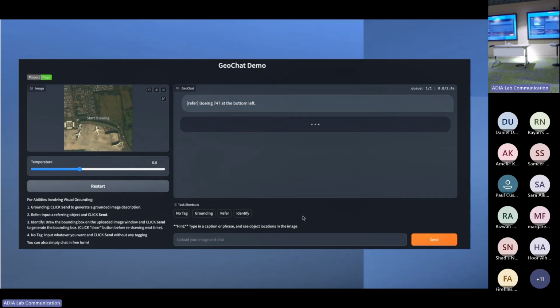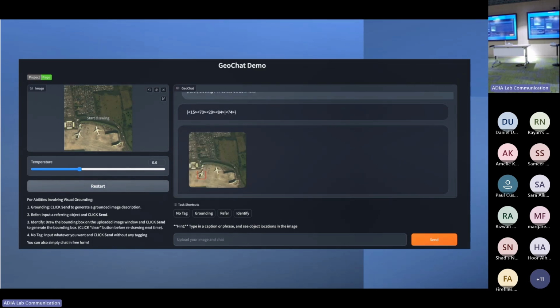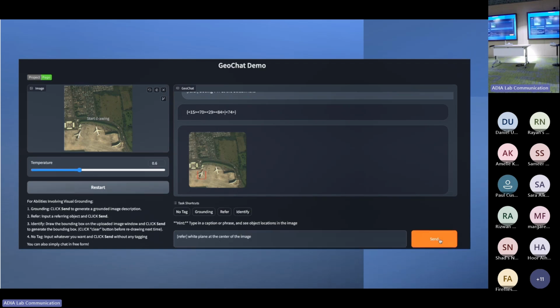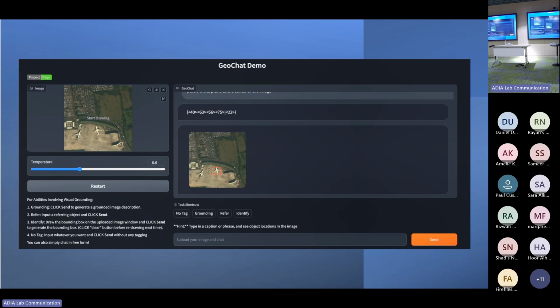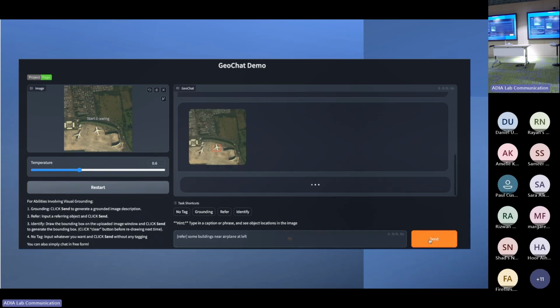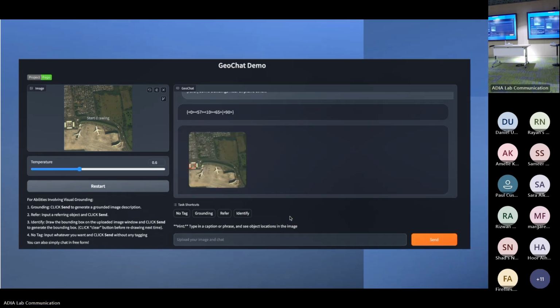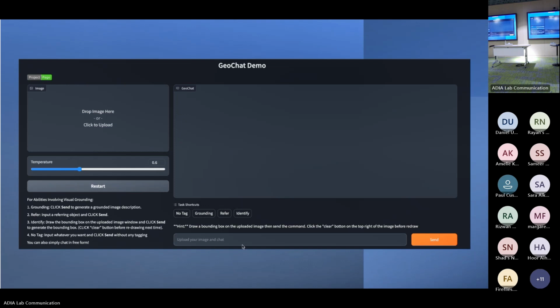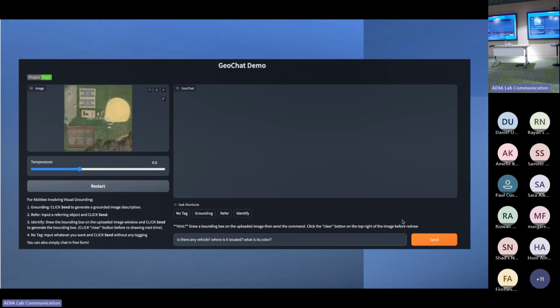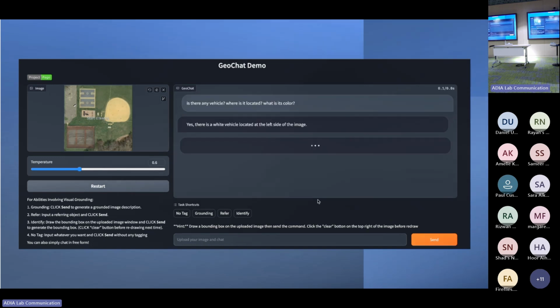Here the question is to detect the Boeing 747 plane. The model has to really detect the Boeing plane, a special type of plane, and also the buildings, if there are buildings nearby the planes as well. Here the goal is to get the attributes of any vehicle, for example, their color and location.